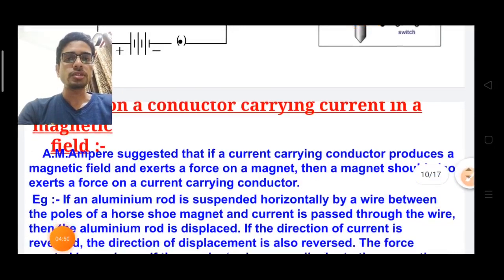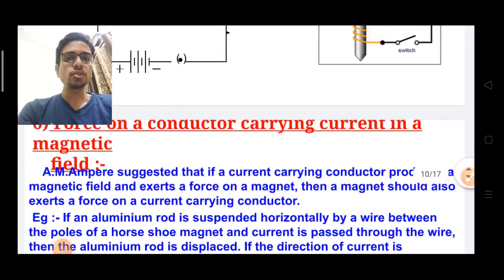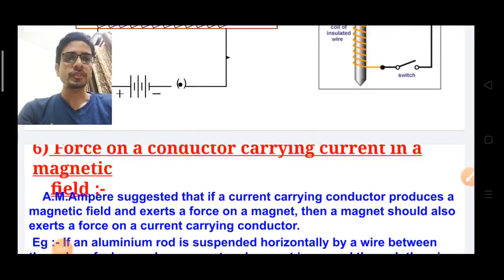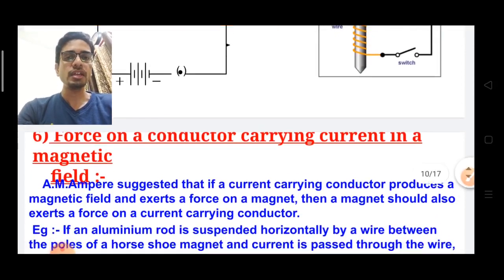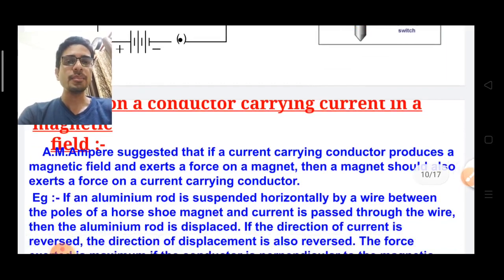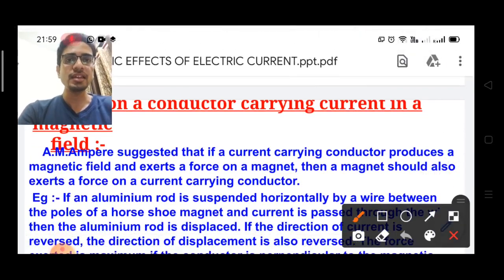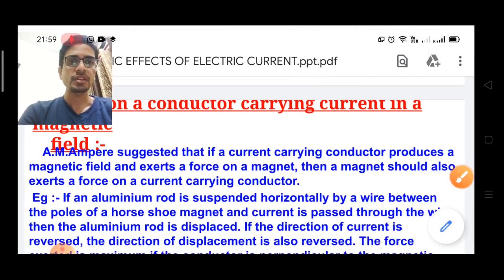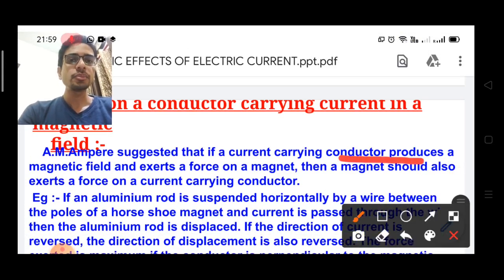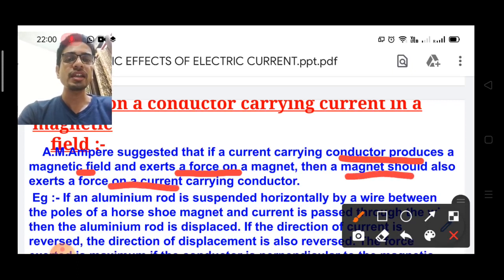You can also read from this the rule: force on a conductor carrying current in a magnetic field was given by A.M. Ampere. You can see A.M. Ampere. If a current carrying conductor produces a magnetic field, obviously, and exerts a force on a magnet, then a magnet should also exert force on a current carrying conductor, because both are behaving like magnets.